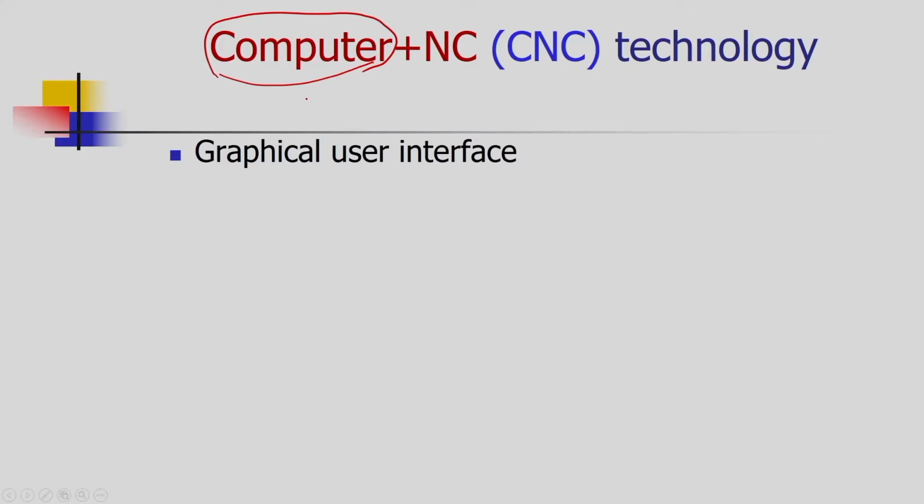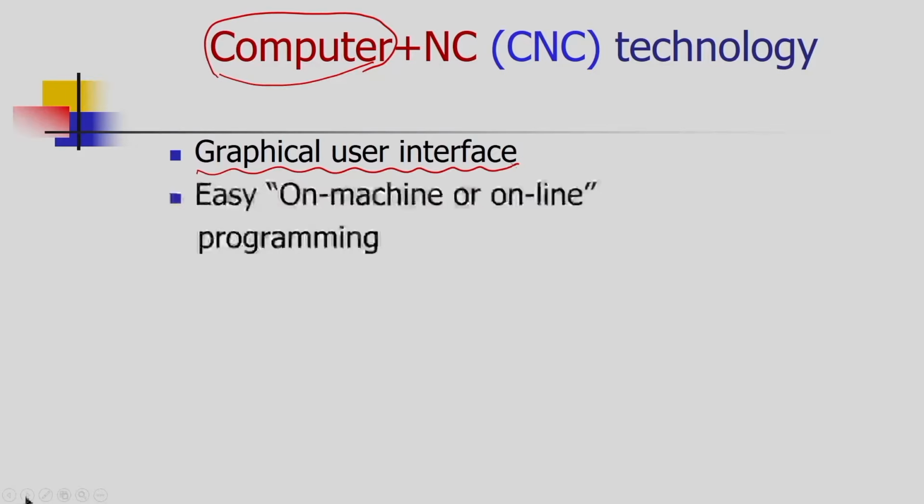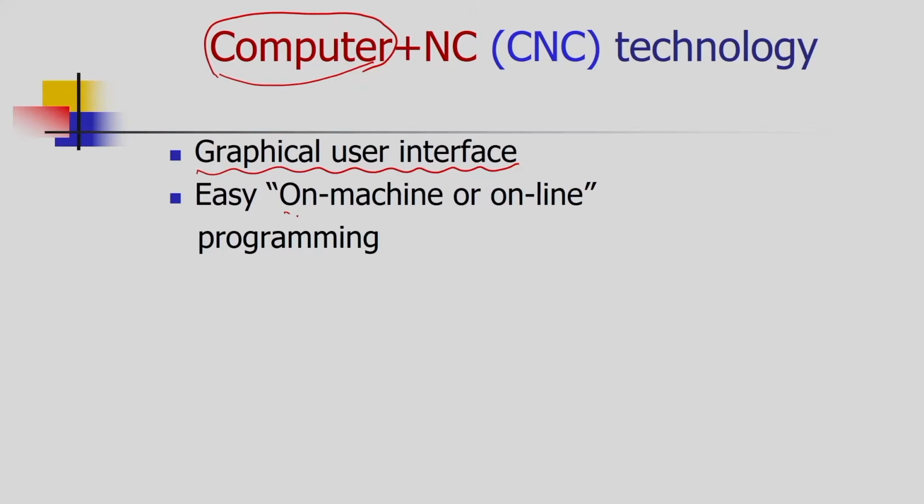The computers are helping us to have a graphical user interface, and now we can write the program in an offline mode. You can write the program on computers. On the computer console screen, you can easily change and edit the program. So on-machine and online programming has become possible with computers.